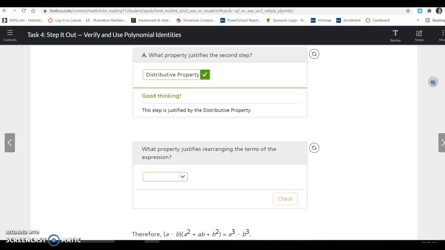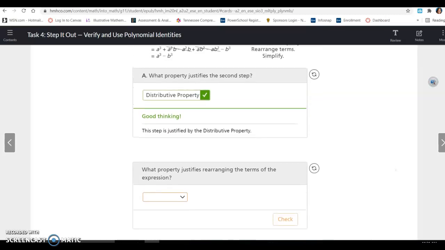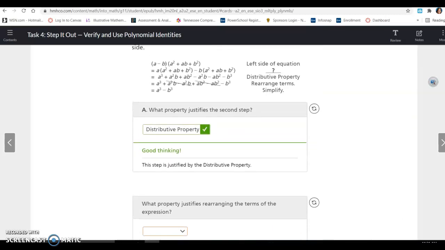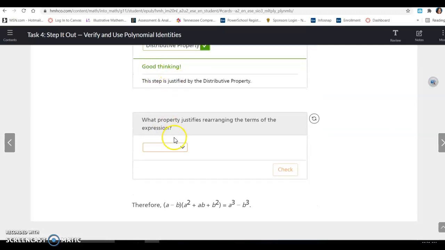All right, and it says what property justifies rearranging the terms of the expression. Anytime you rearrange the terms, they're just rearranging them to put like terms beside each other. That is commutative property.